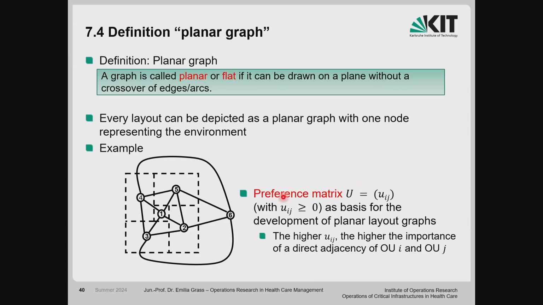So this layout arrangement is based on the preference matrix given by the hospital officials. The higher the preference, the higher the importance that these two departments should be close together. So if the officials say 4 or 5, they should definitely be together, then of course the model and the method will try to make it as close as possible.